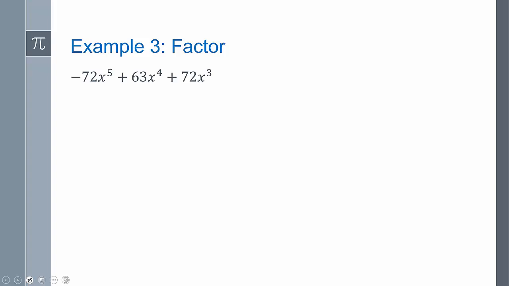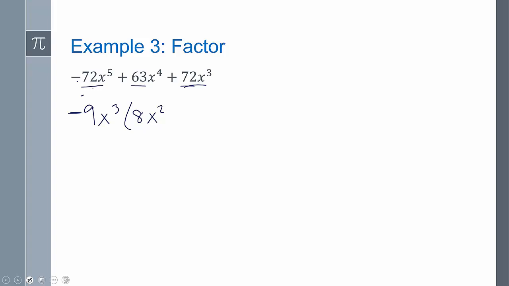Next one. So there's a negative in front, so I'm going to factor out that negative. Between 72, 63, and 72, there is a 9. And then the highest x is going to be x to the third. So divide that by a negative, so it becomes positive. 72 divided by 9 is 8. And then take out 3 of those x's, so I'm only left with x squared.